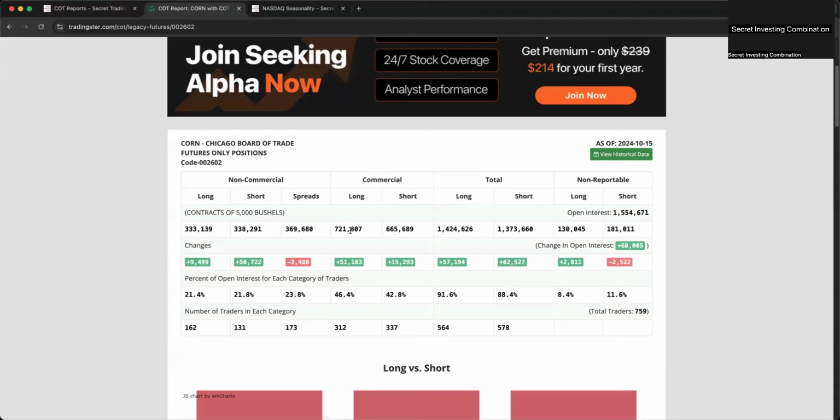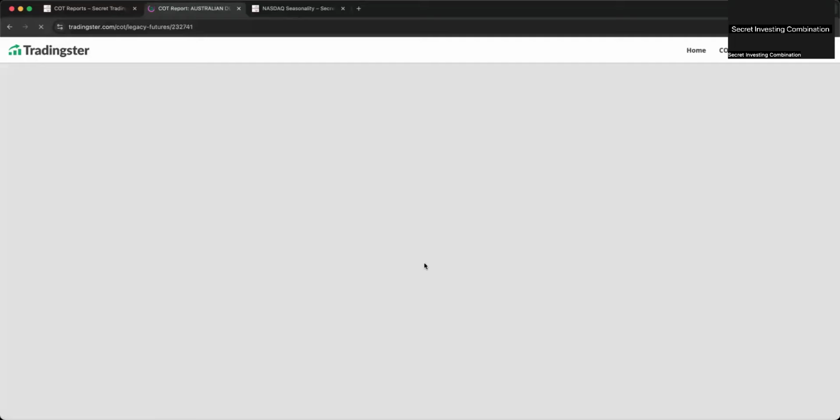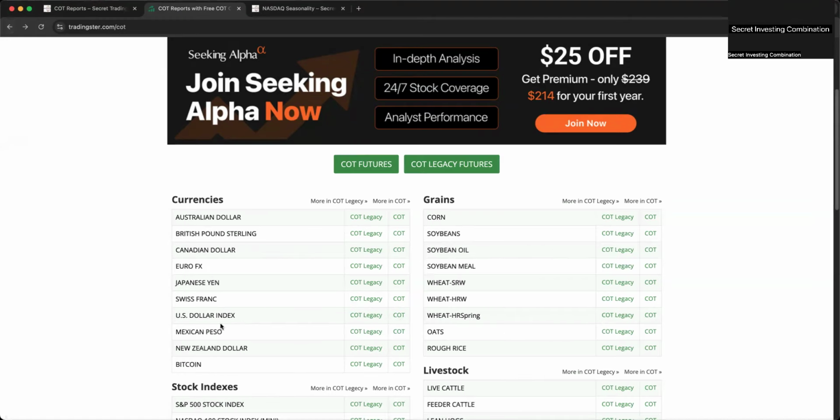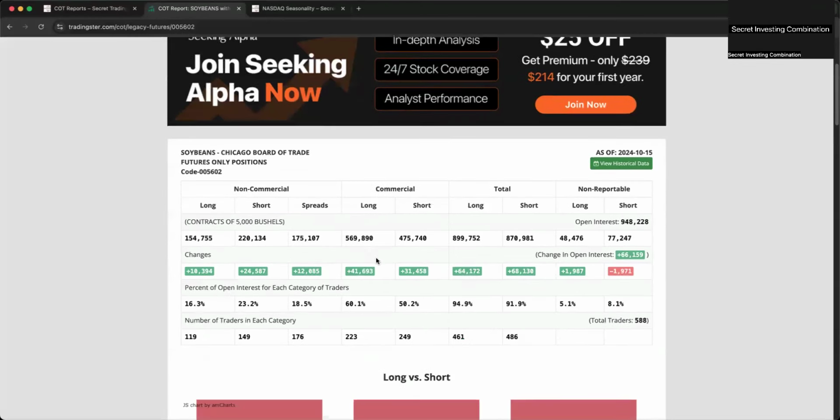If you look at the positions in corn, you've got 721,000 in corn. If we go to the Aussie, for example, it might not be up to that. Those are smart money. Look, you only have 56,000 positions here. But if they tell you to choose between corn and Aussie dollar, you're probably going to take Aussie dollar, because that's where the noise is at. Like if you look at soybeans, for example, let's see what positions you've got. These guys are smart money. There's a heavy amount of them.